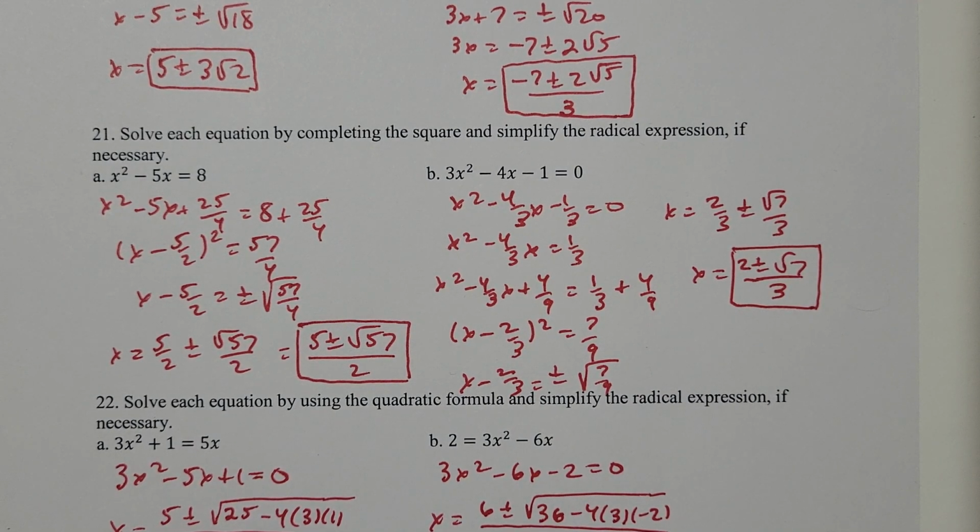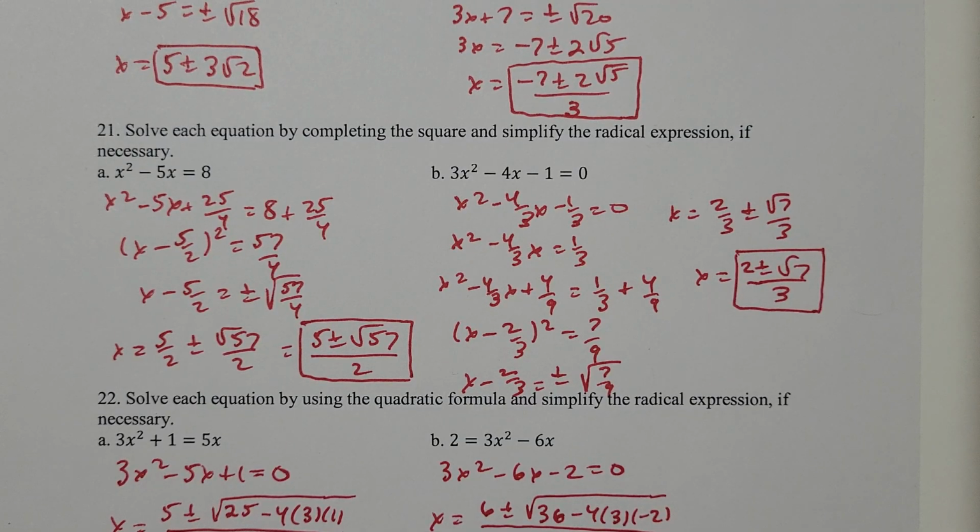Okay, we'll get back to the notes here. Problem 21 is what we're on. We want to solve each equation by completing the square and then simplify the radical expression if it's necessary.